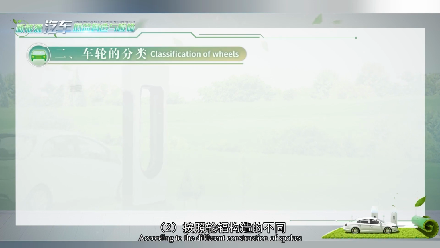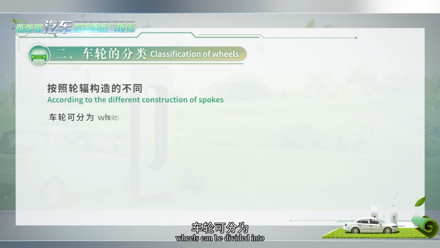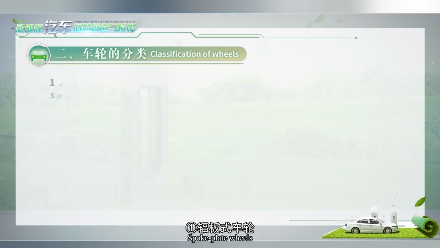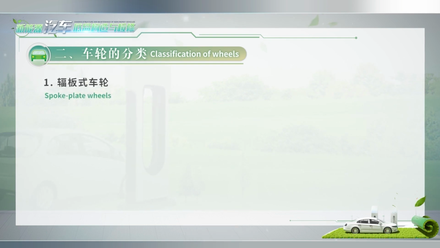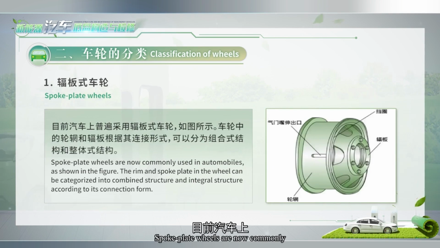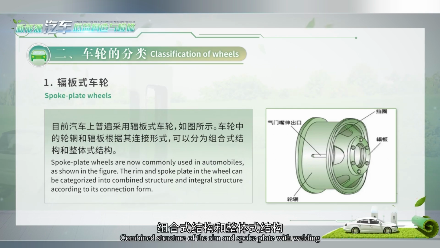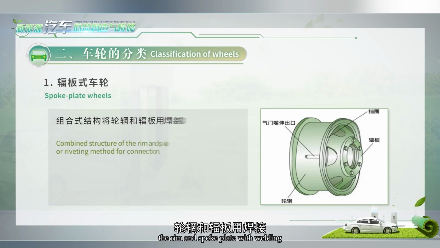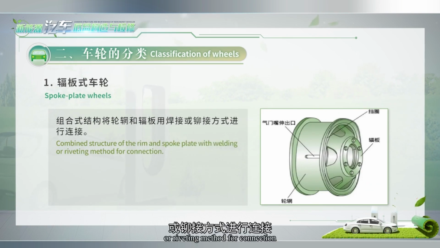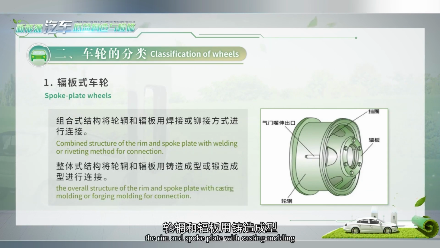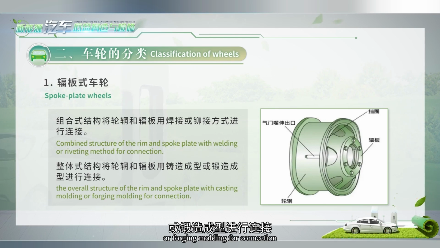2. According to the different construction of spokes, wheels can be divided into 2 categories: spoke plate wheels and spoke type wheels. 1. Spoke plate wheels. Spoke plate wheels are now commonly used in automobiles, as shown in the figure. The rim and spoke plate in the wheel can be categorized into combined structure and integral structure according to its connection form. Combined structure of the rim and spoke plate uses welding or riveting method for connection. The overall structure of the rim and spoke plate uses casting molding or forging molding for connection.